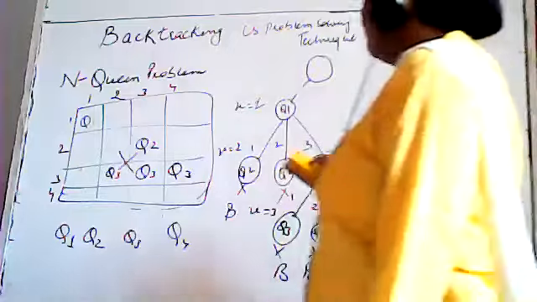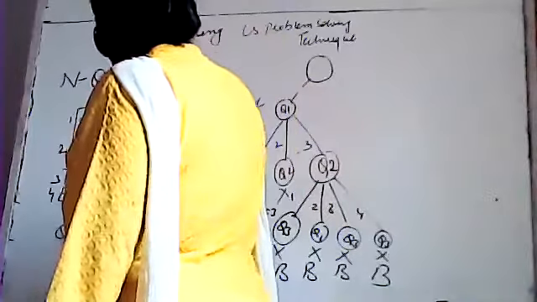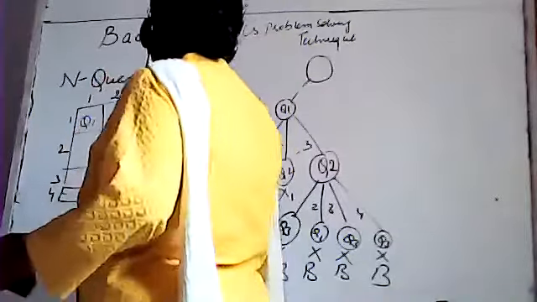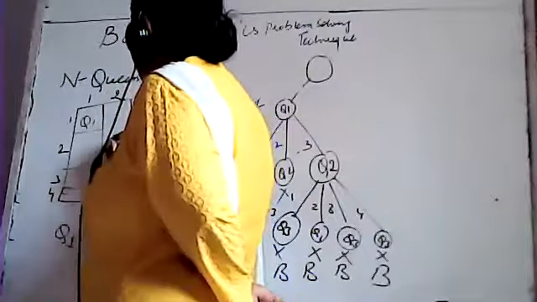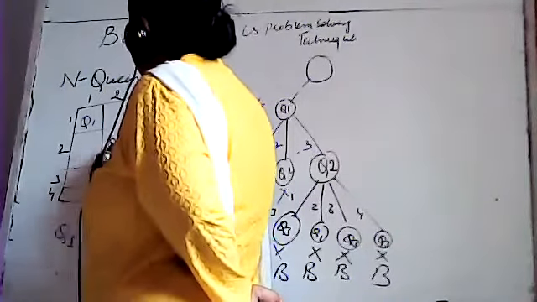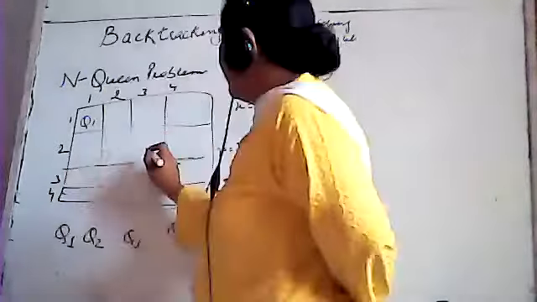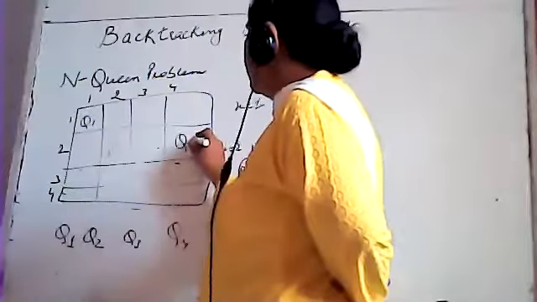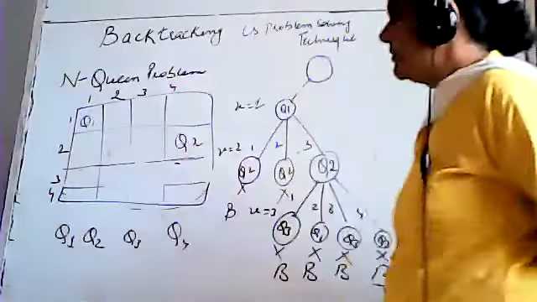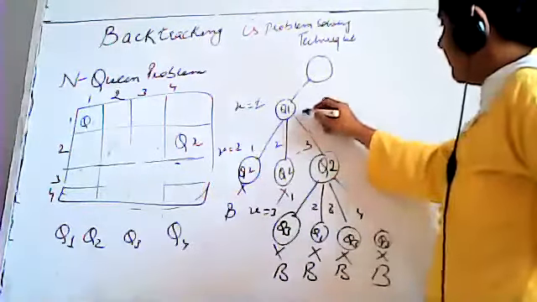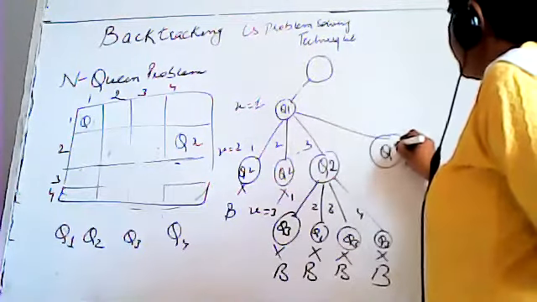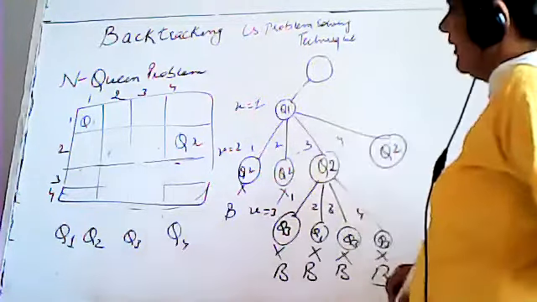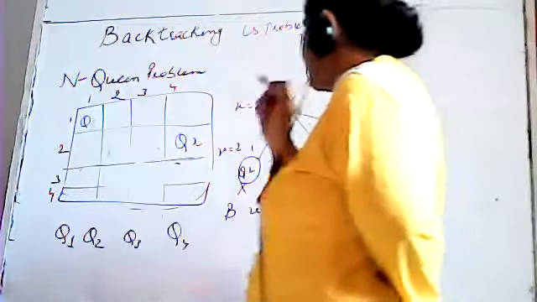We will be simply moving to row number 2 and backtracking this option. See, here I was not able to put, can I put Q2 here? Yes? Yes, ma'am. Yes, we can put. So let's draw it. Q2 in 4.